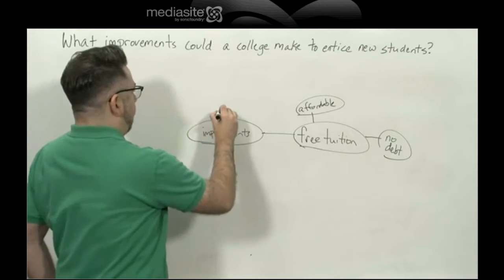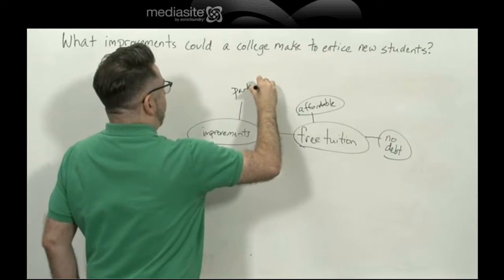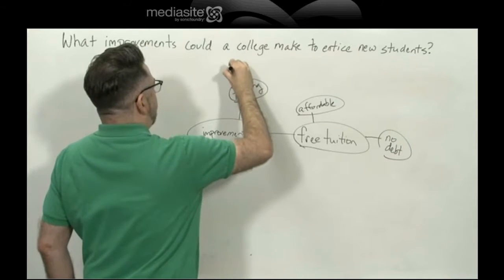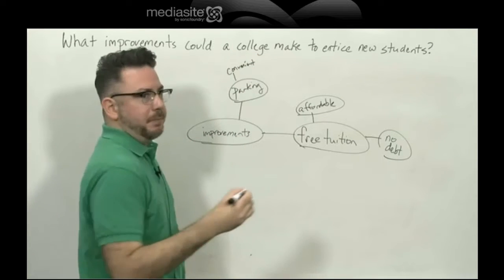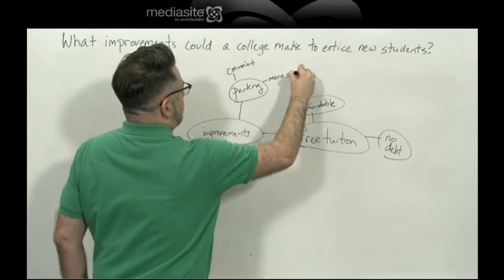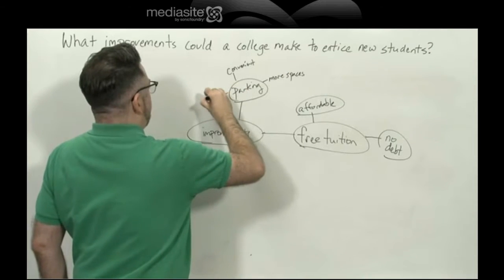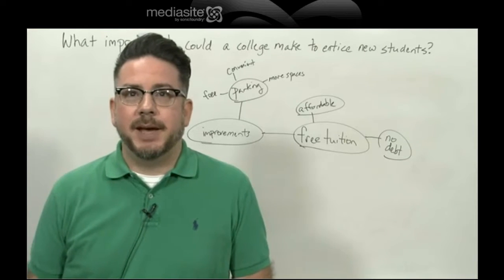What's another supporting point? Students always mention this one, parking. They wish there was more convenient parking, closer to their building, more spaces. And maybe they wish that it was free. Sometimes students have to buy those parking passes.